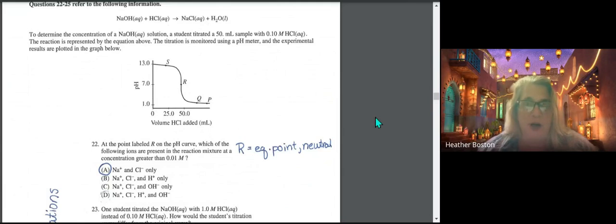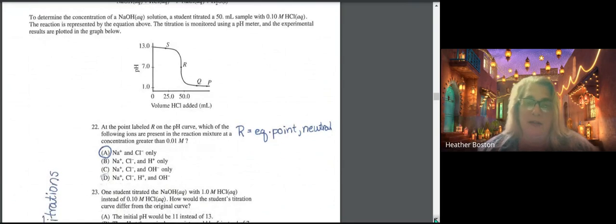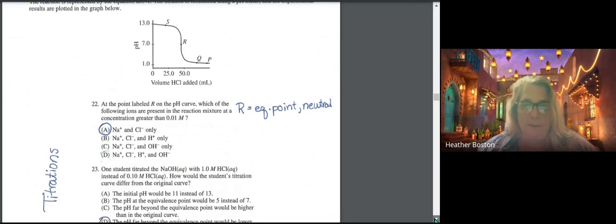Okay, so we've got a strong acid, strong base titration here. Notice the pH at the equivalence point is 7. It says at the point labeled R on the curve, which of the following ions are present? That's the equivalence point. So that means that there is no H plus or OH minus present. So the correct answer is A.